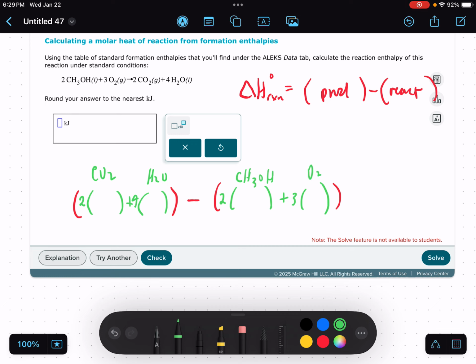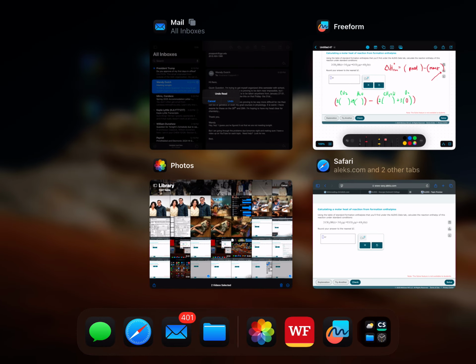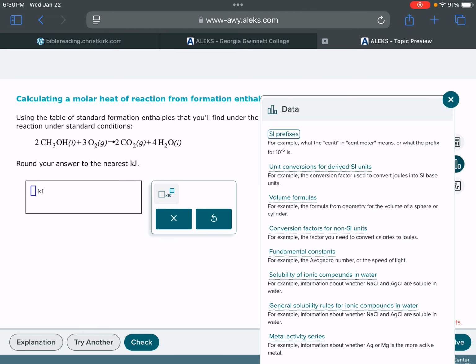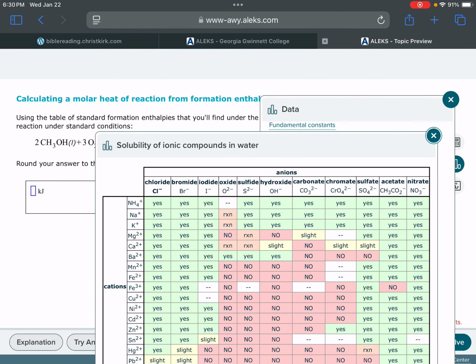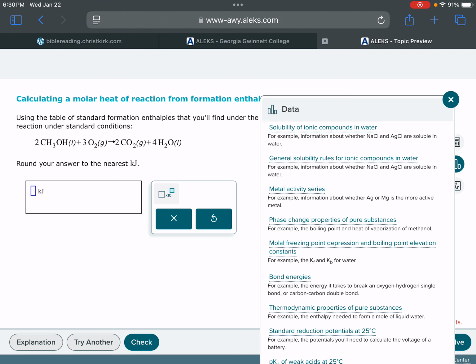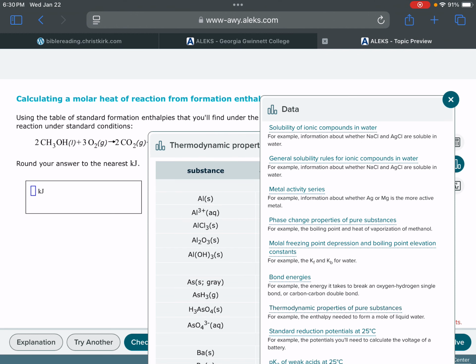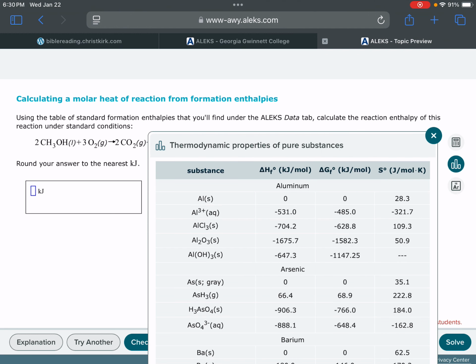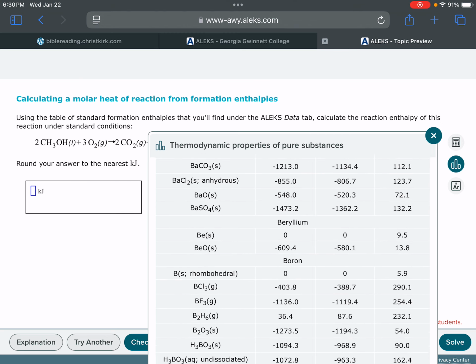Some of you may remember that oxygen actually has a 0 for formation enthalpies, but suppose you don't remember that. We're just going to go look in the data tab. And then again, the data tab is in that little button that looks like that. So let's go over there. We're going to flick back and forth between these. I'm first going to look for CO2 and water. Let's go here, ALEKS data tab, thermodynamic properties. I don't want that, that's solubilities. Thermodynamic properties. Okay, let's find CO2 and water.